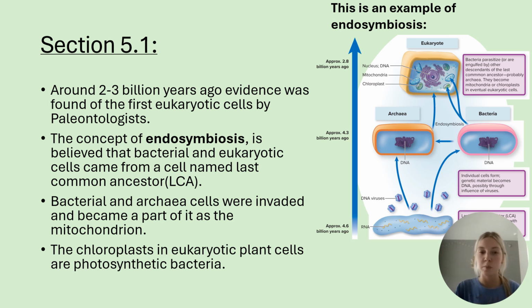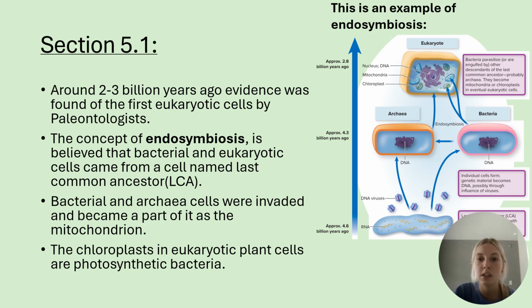The first page in the textbook is about eukaryotic cells, how they came to be, and what they are. They were found around 2 to 3 billion years ago. The first evidence of the first cells was found by paleontologists. The concept of endosymbiosis is that bacterial and eukaryotic cells came from a cell called the last common ancestor, abbreviated LCA.